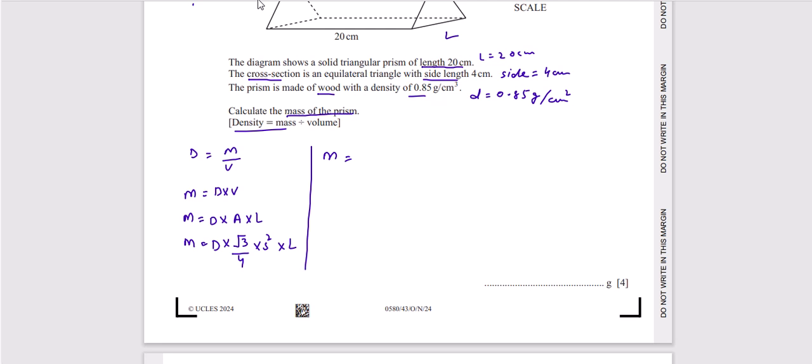M is equal to, putting the values, D is 0.85 multiply square root 3 divided by 4 multiply S, S is 4, 4 raised to the power 2, multiply L, L is 20. Calculate these values, we get 117.7. This is the mass of the prism. So write here 117.7.